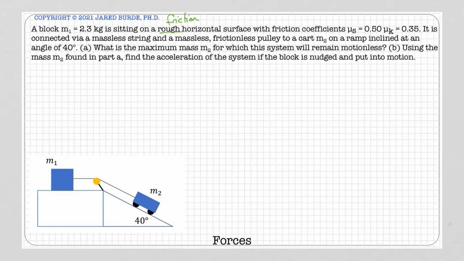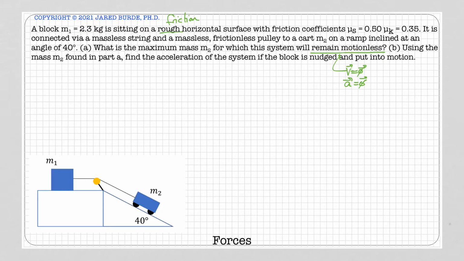In this particular case, we want to know what is the maximum mass of M2 for which the system will remain motionless. If we are remaining motionless, this tells us that the velocity should be 0 and that the acceleration should be 0. If we want to know about the mass of cart 2, mass causes motion because of the weight, the gravitational force, and so we should approach this using forces.